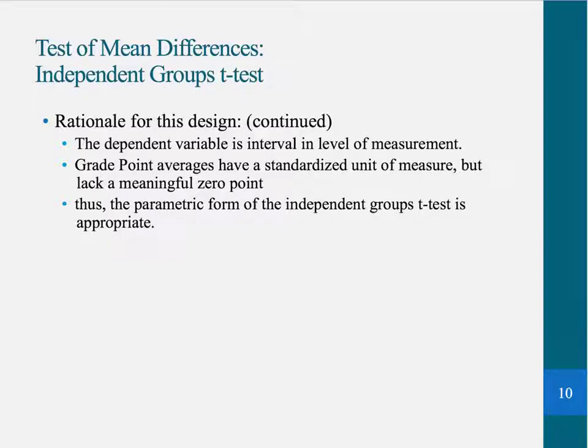So we already talked about why it was a t-test, because it had two levels. We also talked about how it was independent groups because males and females are two separate groups. Now we're talking about why it is a parametric statistic. It's a parametric statistic because you have an interval or ratio level of measurement. In this case, grade point average has a standardized unit of measure but no meaningful zero.